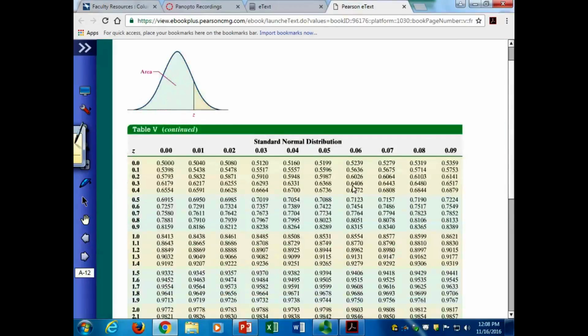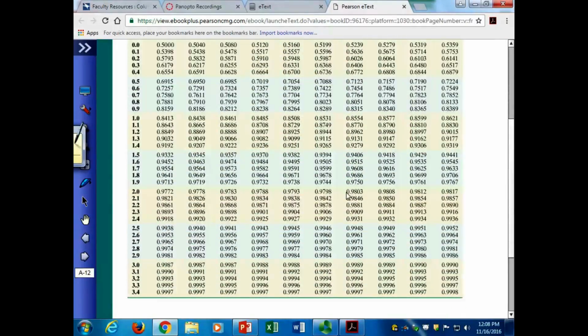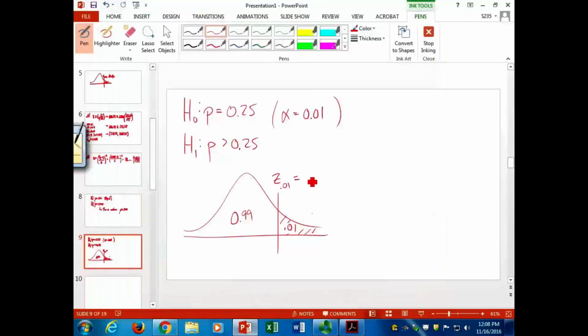So go to your z table. Where does it happen? I'm thinking about 2.33. 2.3, yeah, 0, 1, 2, 3. There it is. 2.33. All right. So then your rejection region is where? Above or below? Above. So this is our rejection region.